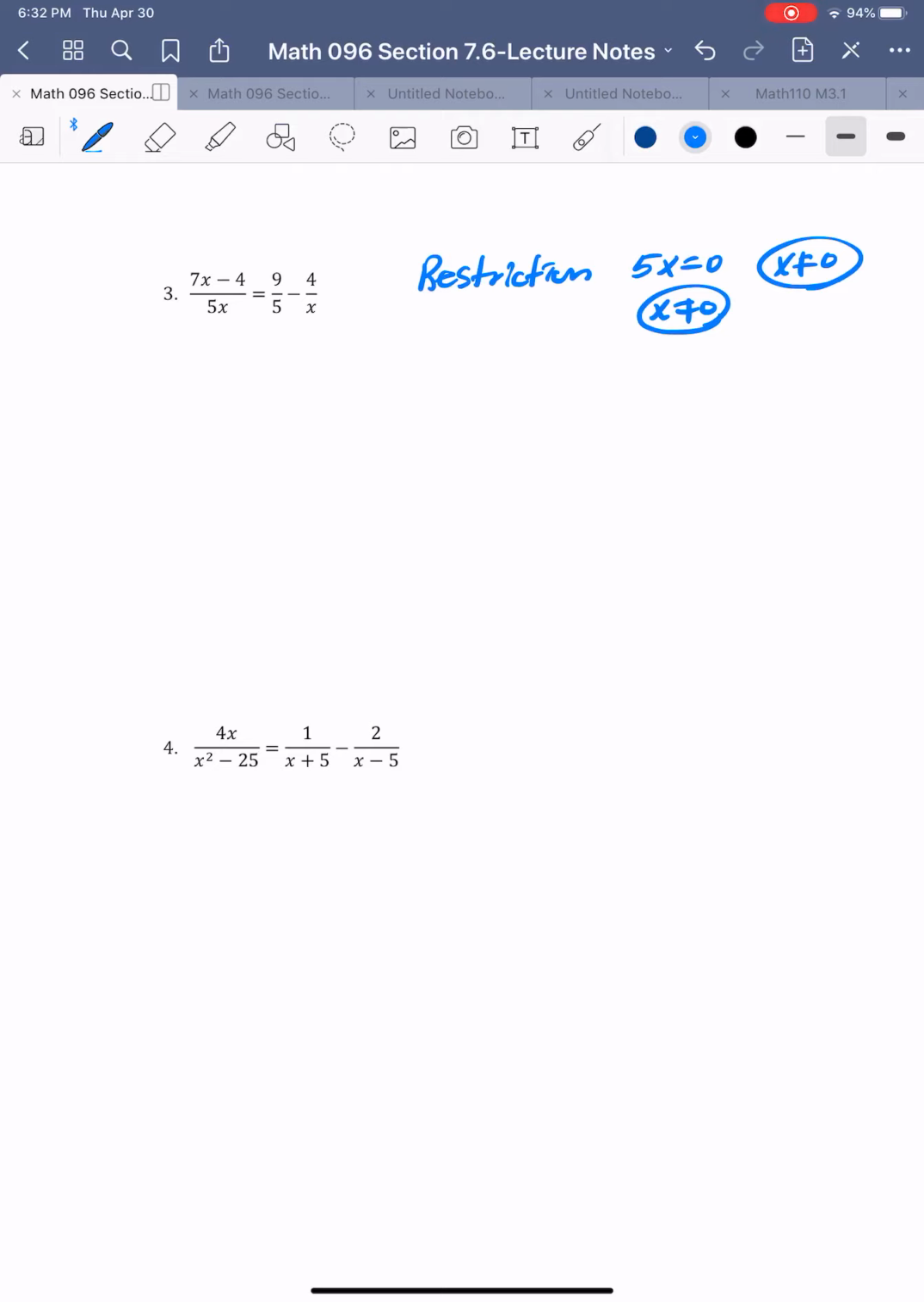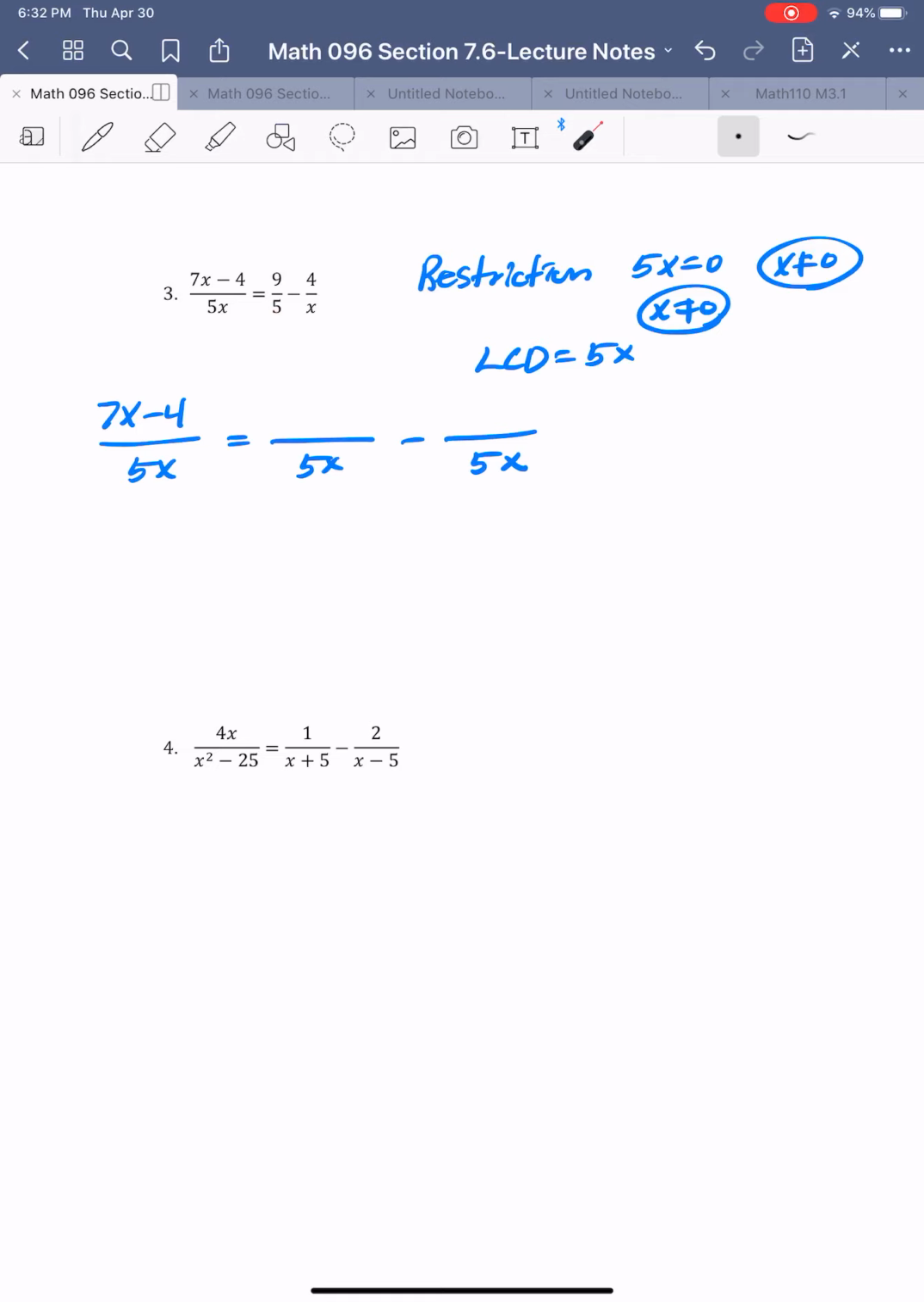Alright, with that, the LCD I think is 5x. So I'm going to put down 5x. Now I'm going to compare the denominators. 5x stays 5x, so there is no change and the numerator stays the same. And then 5 goes into 5x x times, so you multiply by x, which gives 9x. And then x goes into 5x 5 times, which gives 20.